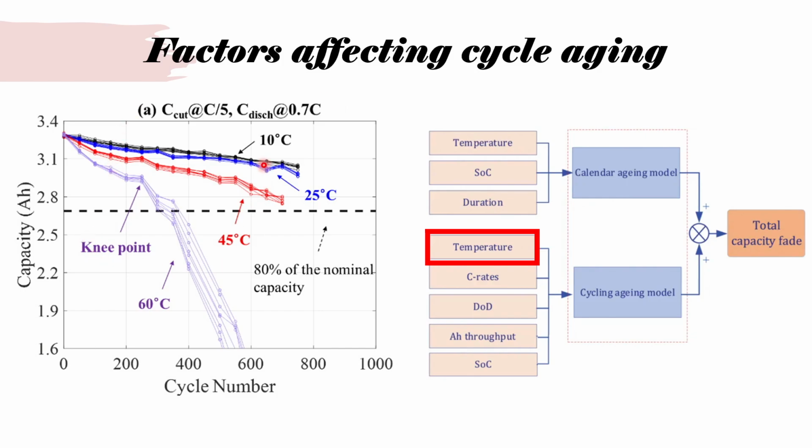So with this condition, we're cycling at 10, 25, 45, 60, and we are looking at capacity versus cycle number. You can clearly see lower the temperature, lower is the degradation. At 60 degrees, we can even see it's reaching the end of life, which is 80% typically in automotive. In stationary application, it could be lower, but 80% in general is considered as end of life. And we can see the cell has reached end of life within roughly 300 or 350 cycles.